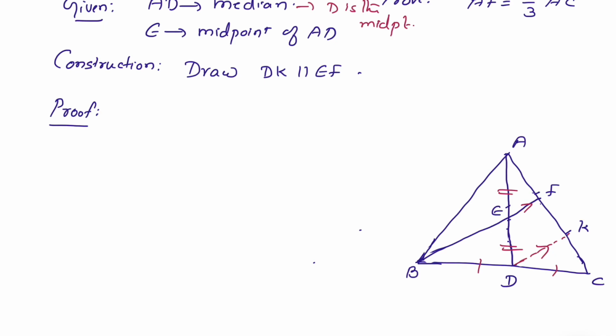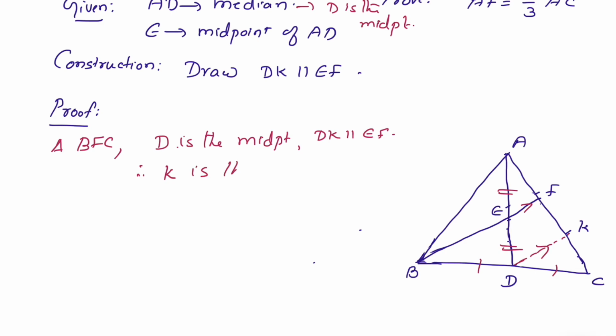Now, in triangle BFC, you can say D is the midpoint and DK is parallel to EF. Therefore, K is the midpoint. In BFC, K is the midpoint of FC. So, FK equal to CK. For this reason you will write midpoint theorem.